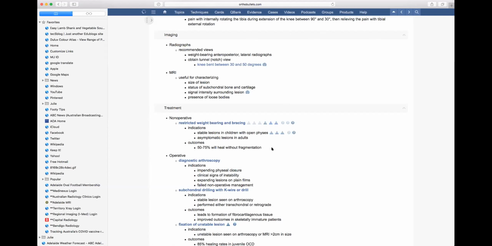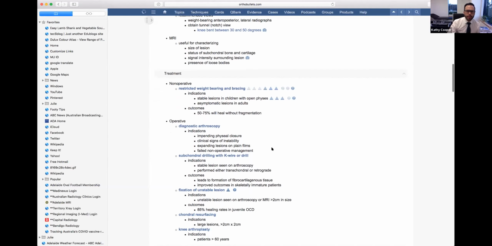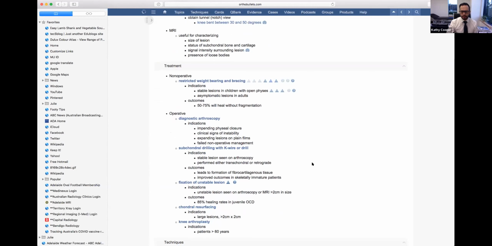So, treatment's more sort of in the hands of the sports physicians, really, with these, and physios, because you've got to prepare them for a fairly long period of sitting on the sidelines, away from sport, avoiding impact exercise, and be interested to hear what the physios, how they manage these. But you have to restrict the weight bearing and brace.